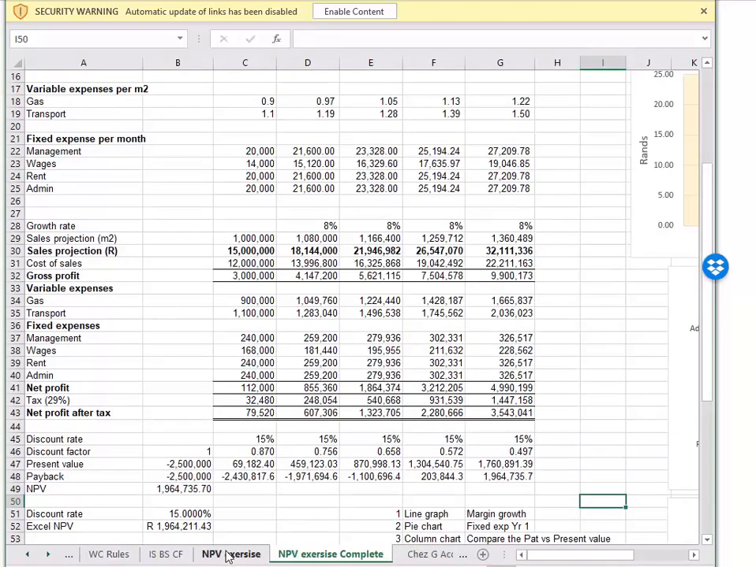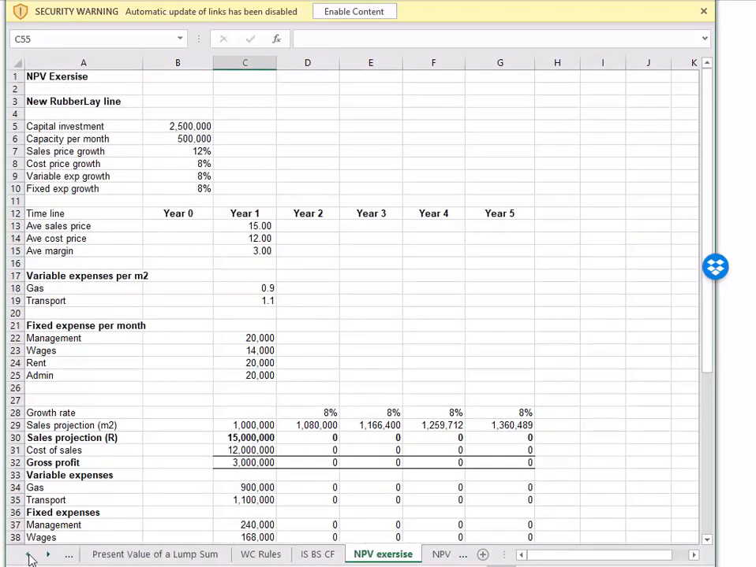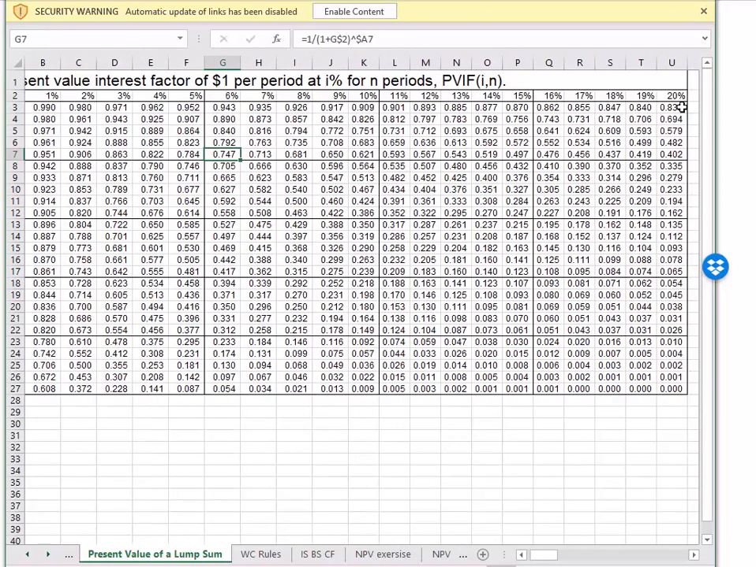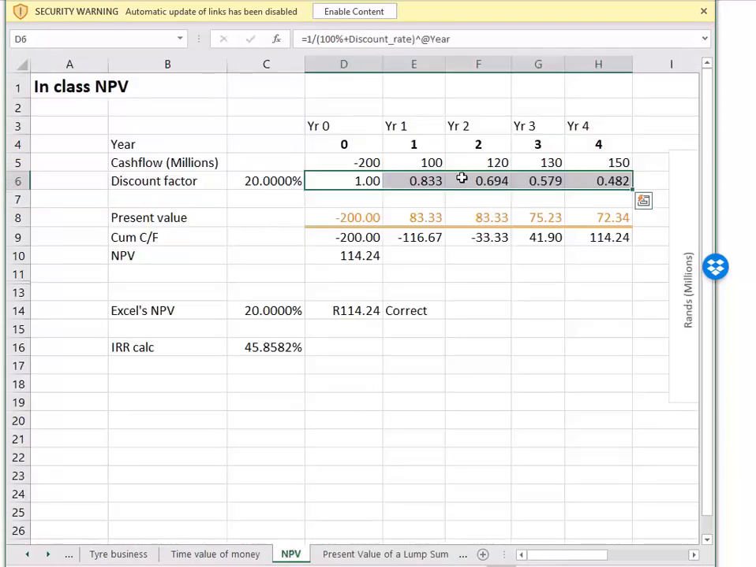And if I find the right table, there we go. Let's go to our table and let's look here at 20%. There they are, 0.833, 0.694, etc. We're going to use those four factors in order to discount our future cash flows. So you'll see that's where these numbers come from. That's where these factors come from.